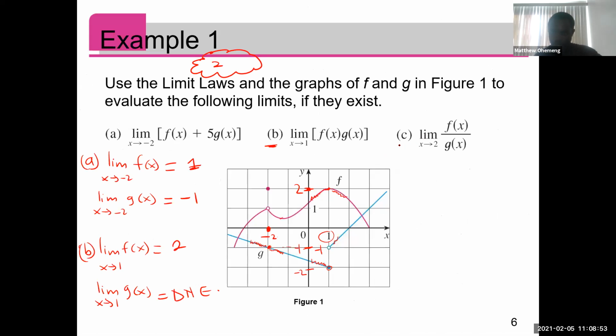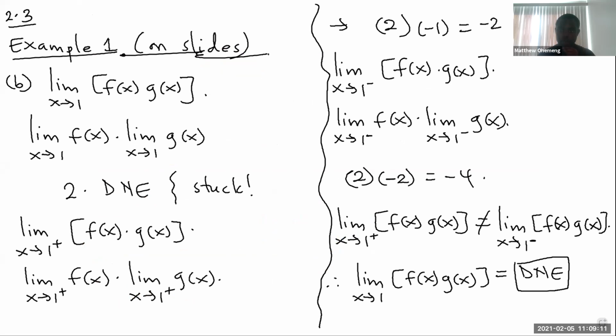So the next question is C, right? For C, you're trying to find the limit of a quotient of functions, f of s over g of s as s approaches 2. So let's try that on the whiteboard. You're approaching 2. So C, limit as s approaches 2, f of x over g of x.